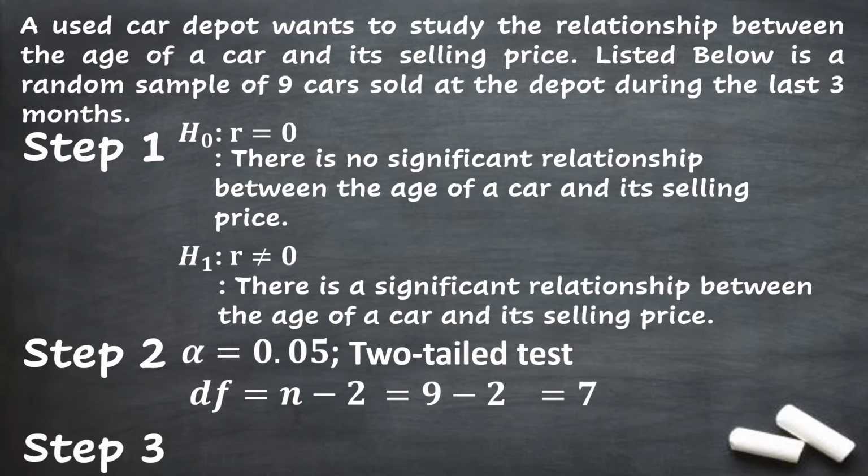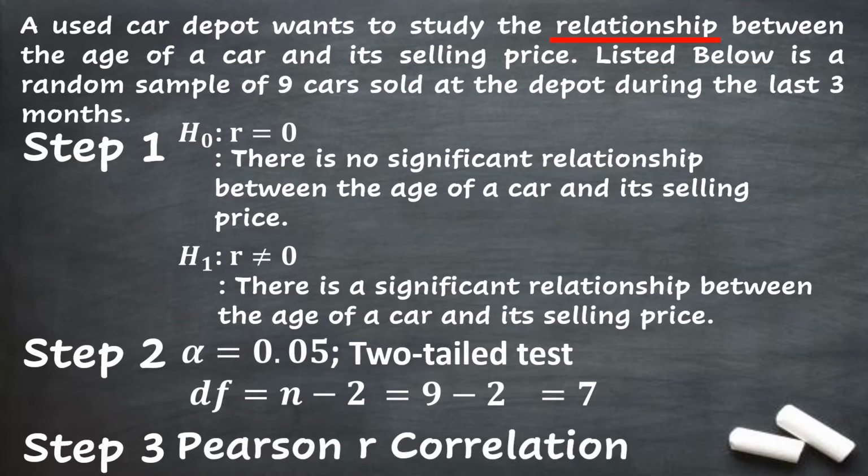Step 3, identify the statistical test that you're going to use for this given word problem. For the statistical test, it is Pearson R correlation because as you can see po, in the given word problem, we are looking for the relationship between the two given variables. If that is the case, then automatically, the statistical test that we should use is Pearson R correlation.